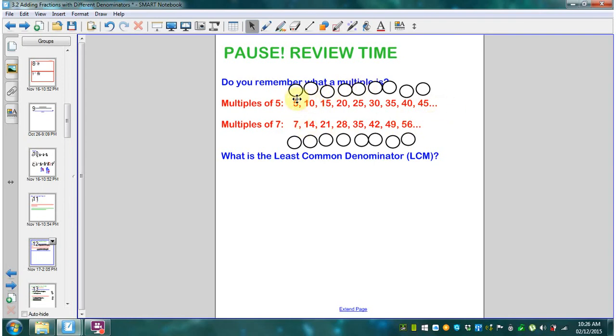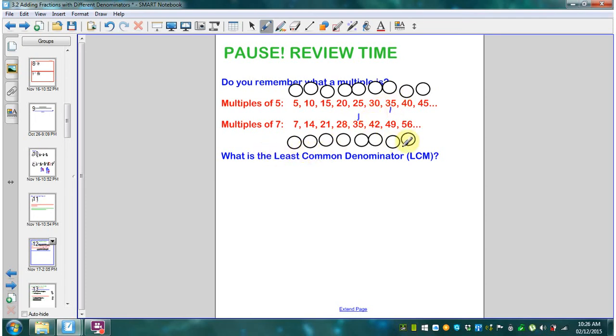So let's look. What do we have here that's found in both? 5 is not here. 7 is not here. 14 is not here. 21. Nope, not here. 28. No, it's not a multiple of 5. 35. Yes, we have 35. Okay, so I'm just going to mark that. So we have 35 and 35. Those are our common denominator, our common multiple there.